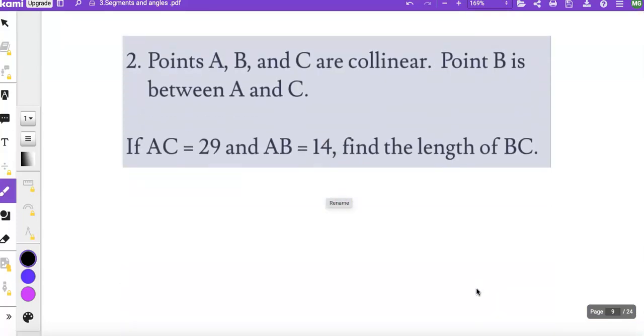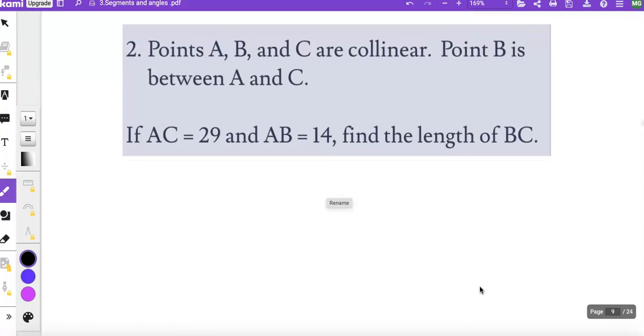Now this question says points A, B and C are collinear. First of all, let's talk about what we mean by the word collinear. Collinear means all the points are on one straight line. So according to this question, this is my point A, this is my point B and this is my point C.